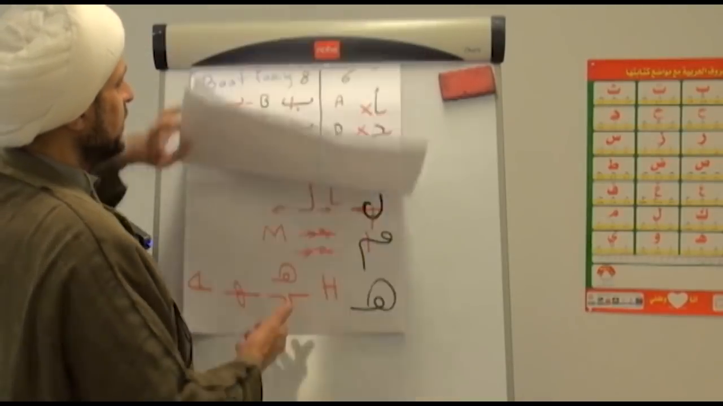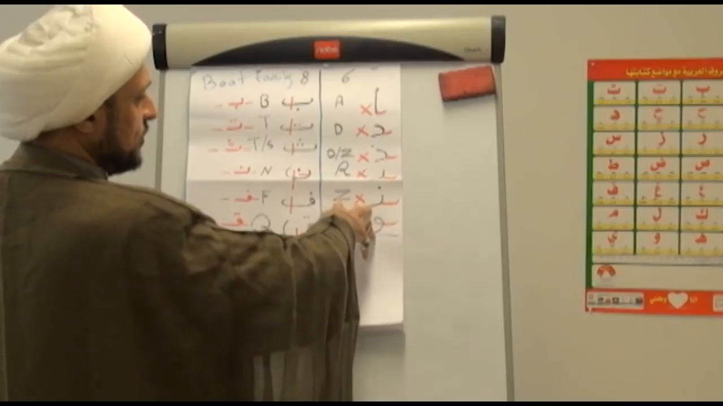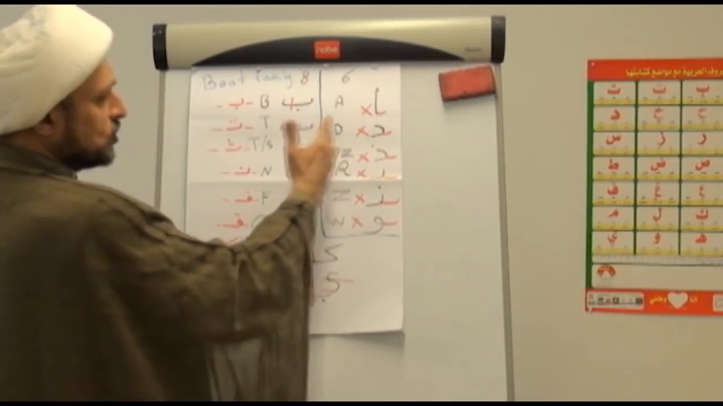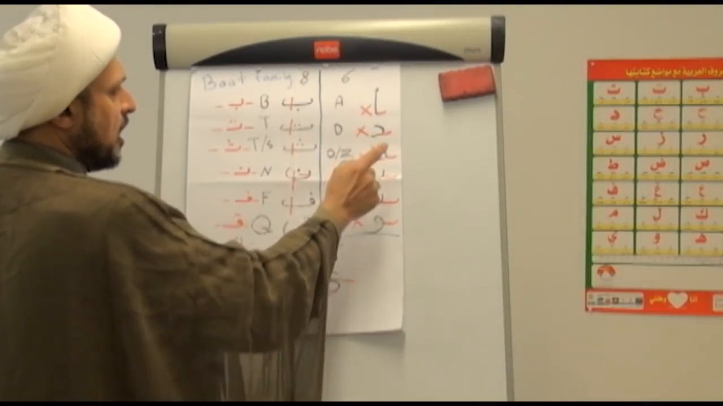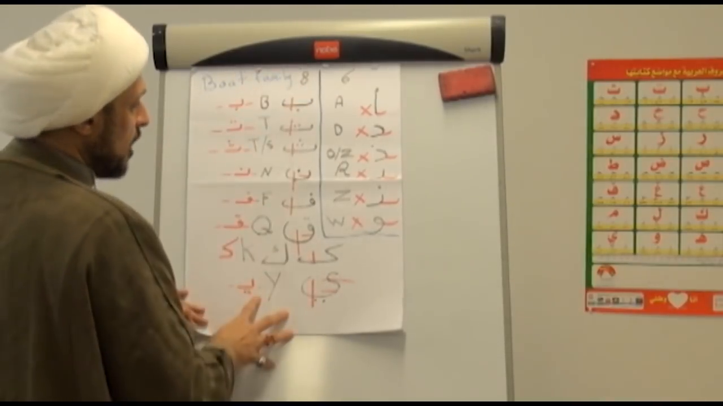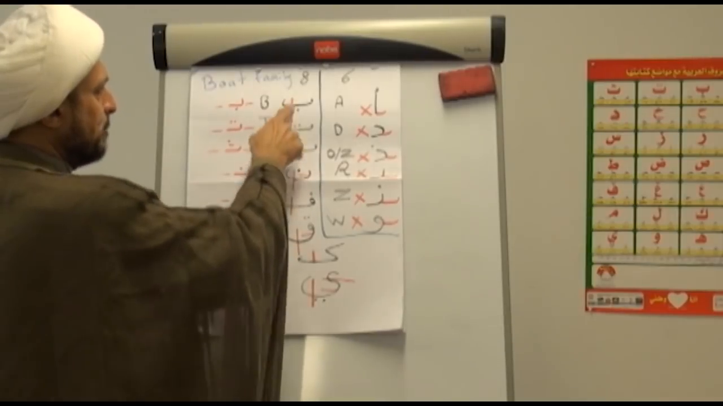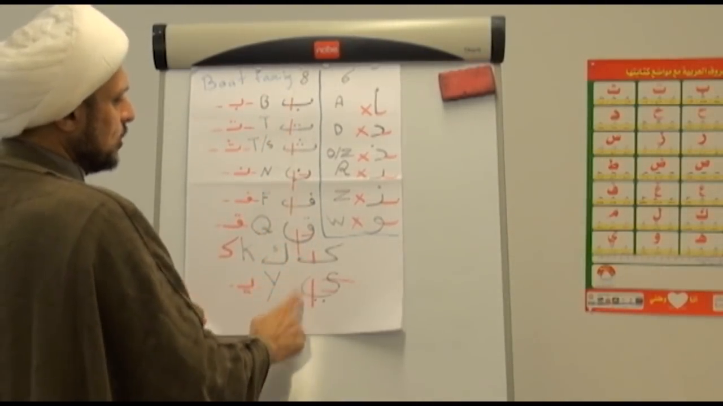What are these alphabetical letters? We said the groups. I'm going to review this in our next session again quickly, but these are 6 which do not connect from the left-hand side, which are A, Da, Tha, Ra, Za, Wa, and then those which are boat letters, canoe type: Be, Te, The, Ba, Ta, Tha, Na, Fa, Ka, Ka, Ya.